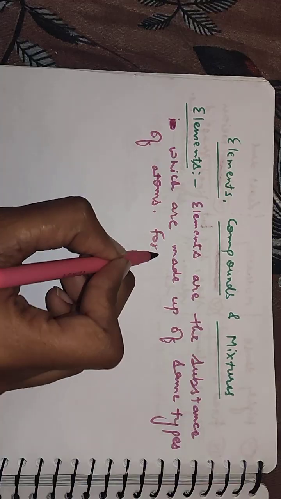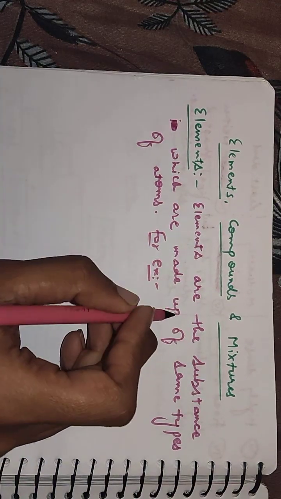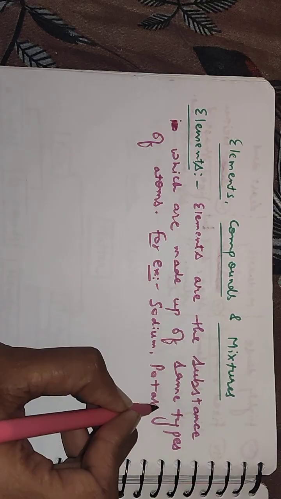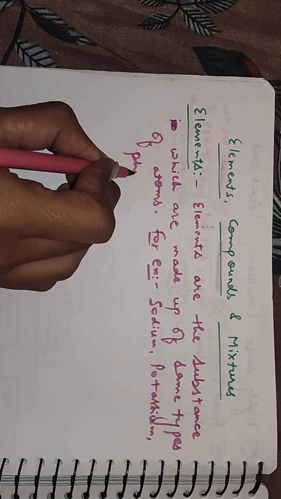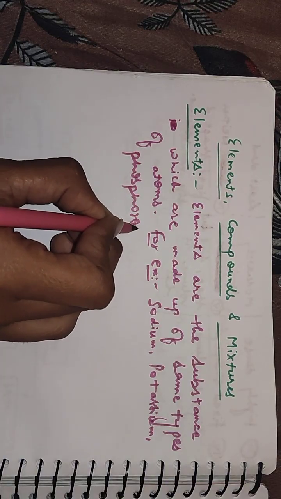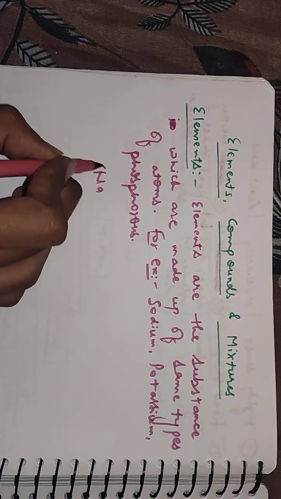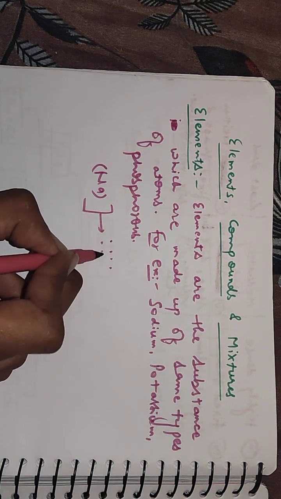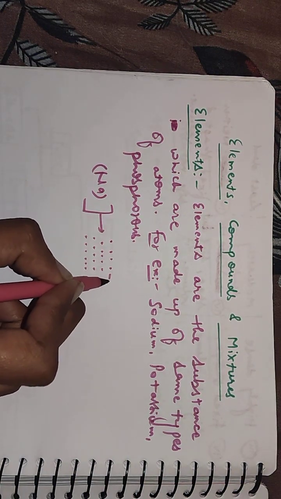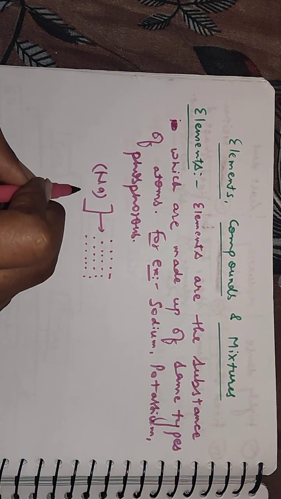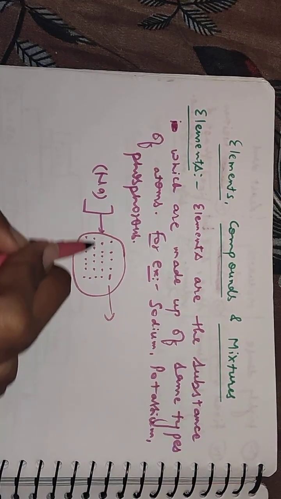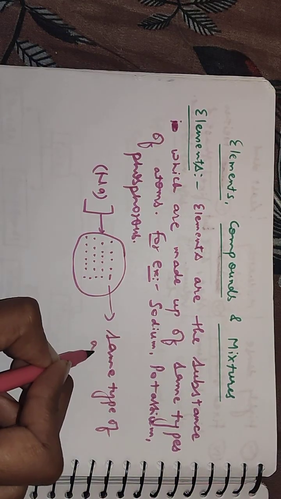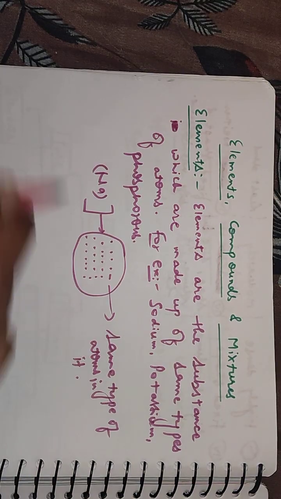For example, sodium, potassium, phosphorus. If I talk about sodium, its symbol is Na. It is made up of the same type of atoms, just like the atoms I'm showing in the form of dots. These are all made up of a similar kind. So these are the elements.